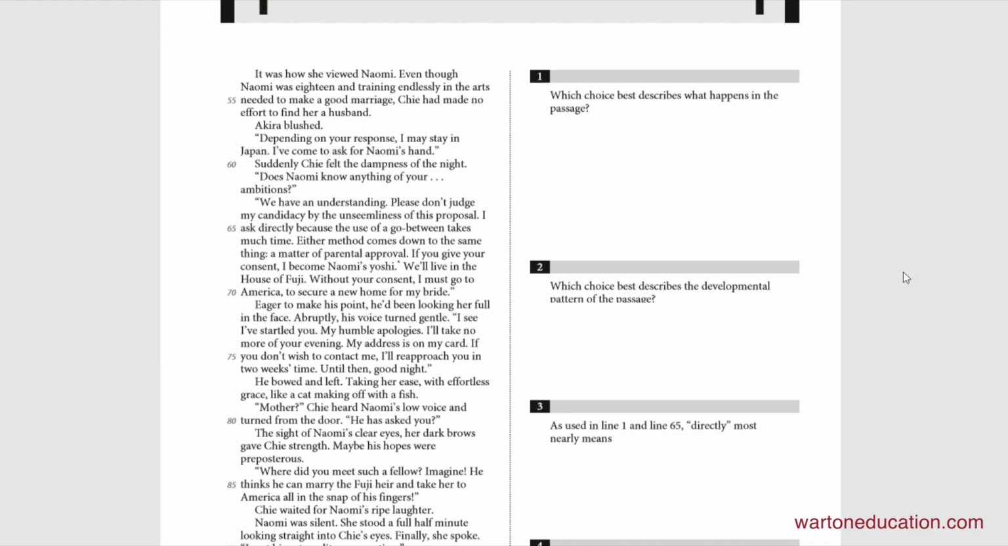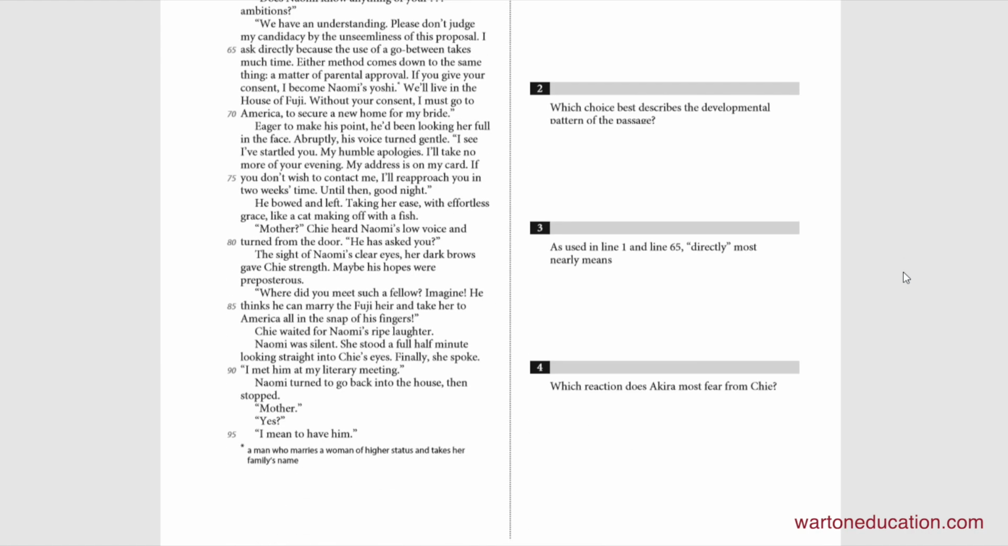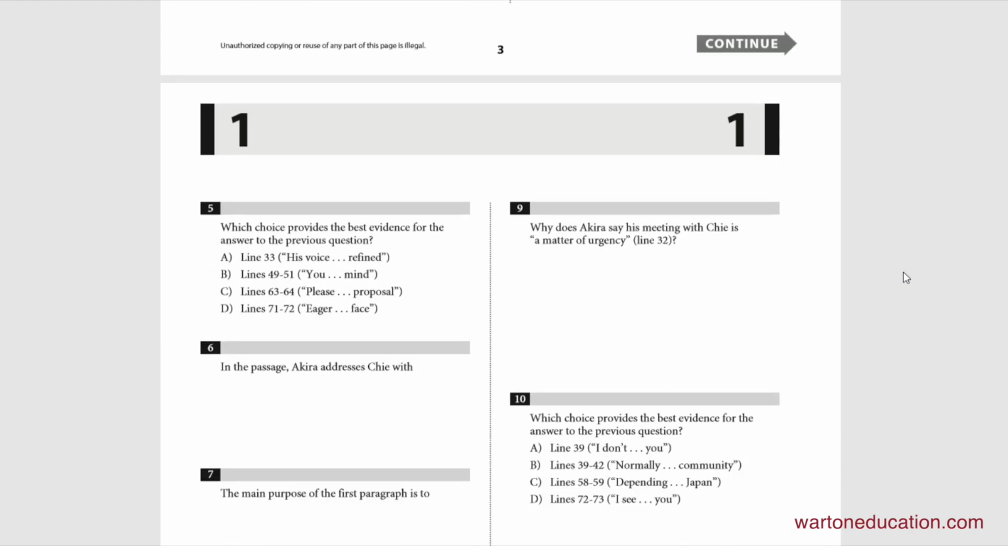Let's make sure there's nothing in the final answer choice we can use. Here we're looking at lines 71 to 72, and it says, "Eager to make his point, he'd been looking her full in the face." Again, nothing here will tell us what reaction he fears from Chia. It's just describing what he's actually doing in terms of looking at her.